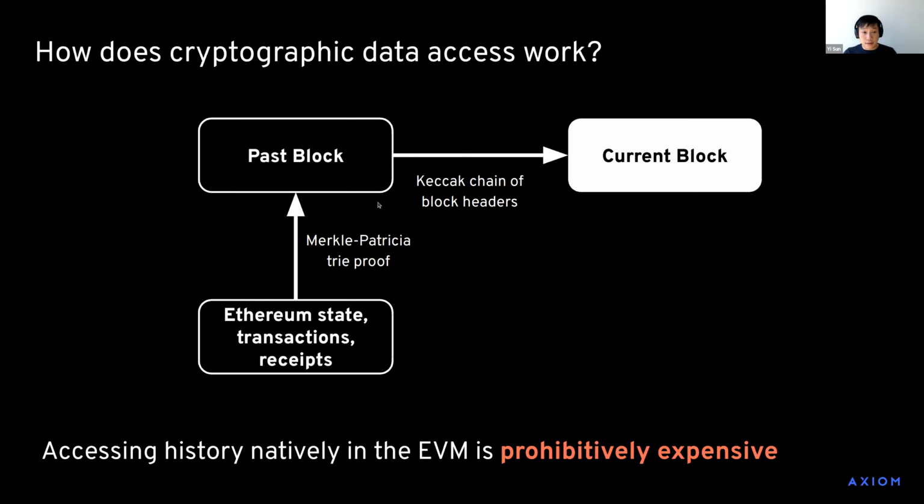After you've proven that the past block header is valid, you actually have to give a Merkle-Patricia-Trie proof for the inclusion of your transaction in the previous transaction trie. And so as you might notice, this involves a chain of hashes of 1 million block headers, which is prohibitively expensive in the EVM.